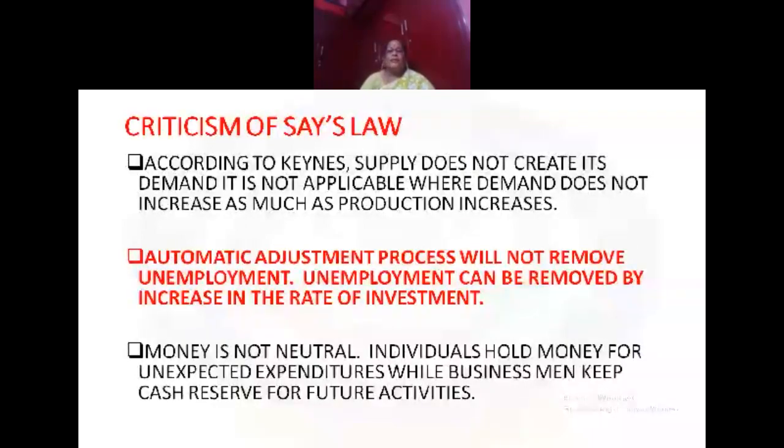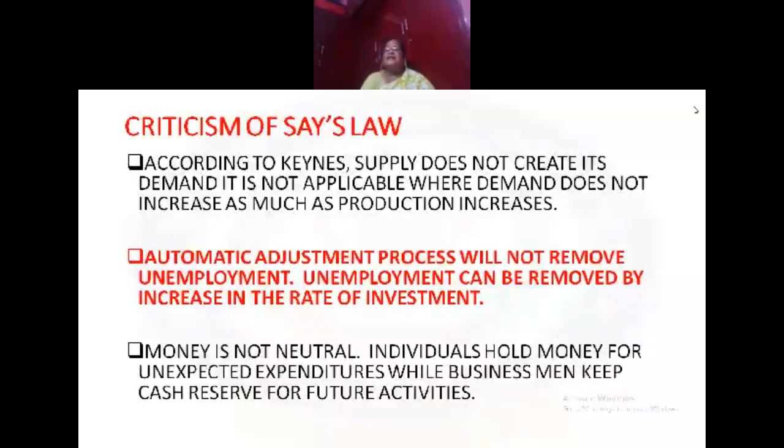Second point, the automatic adjustment process will not remove unemployment. Unemployment can be removed by an increase in the rate of investment. As soon as we are investing, it has to be increased. That is what Keynes wants to say. Third point, money is not neutral. Individuals hold money for unexpected expenditures, while businessmen keep cash reserves for future activities. According to Keynes, I think we know all these three motives.